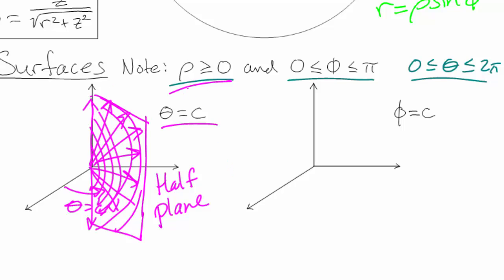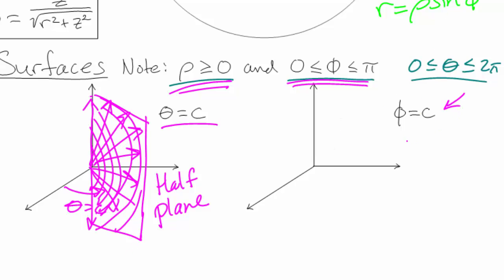Because we don't allow rho to be negative, we get only one side of the plane. Also, because phi only goes to pi, it stops at 180 degrees.